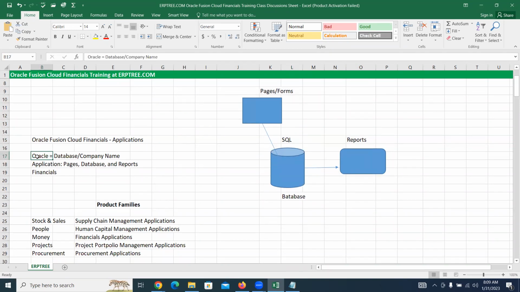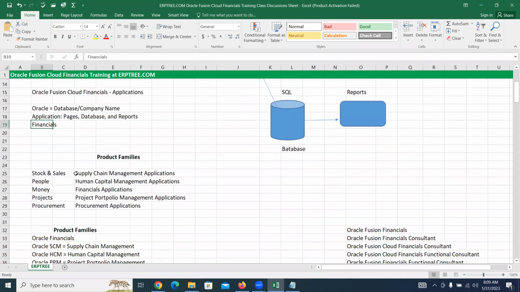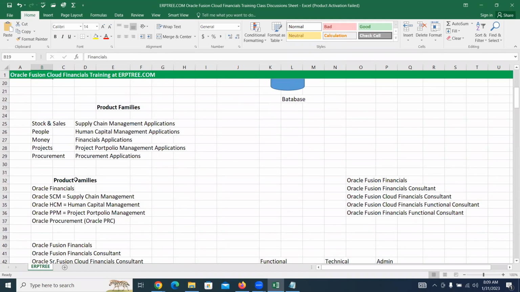When we talk about Oracle, Oracle is a database, or you can say a company name. Oracle started their journey with the database product. They became very successful in the market. Later, they started developing applications. And we are going to learn about financials. There are many product families from Oracle. This is what we discussed, and the purpose here we addressed.